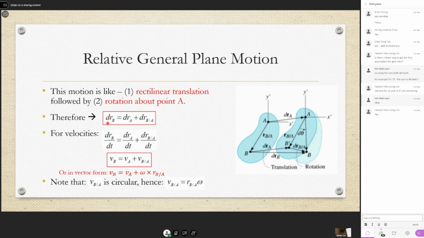Why? Because velocity is just differentiating your displacement, your position. So if you differentiate them, everything with respect to dt, you end up getting something very similar. VB equals VA plus VBA. Again, if you write it like that, VB/A means velocity of B with respect to A.